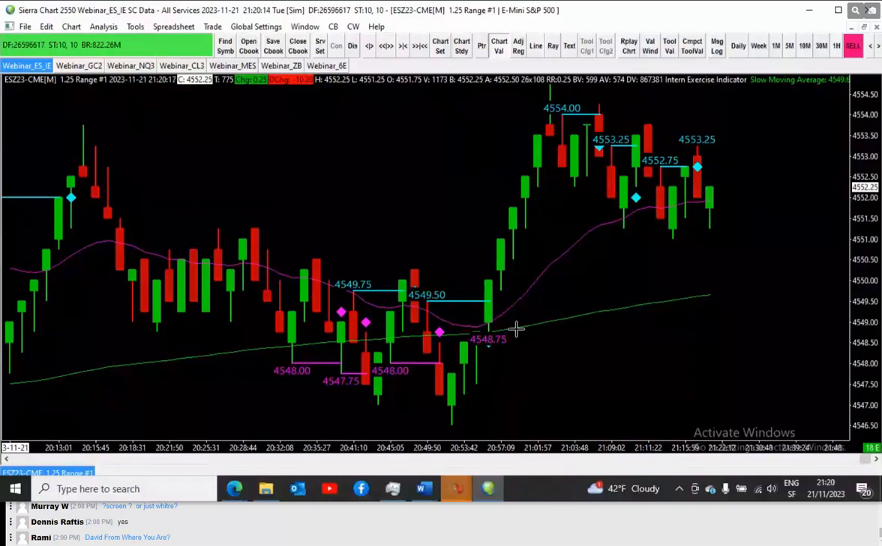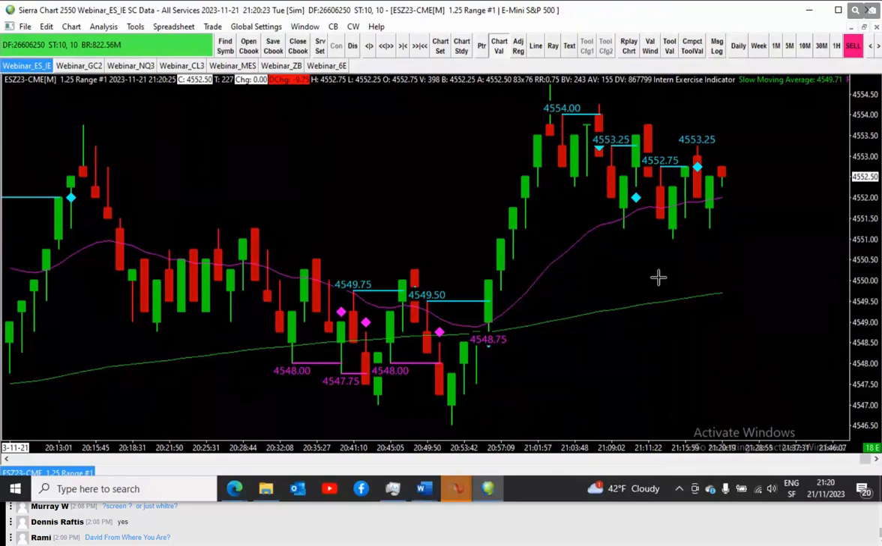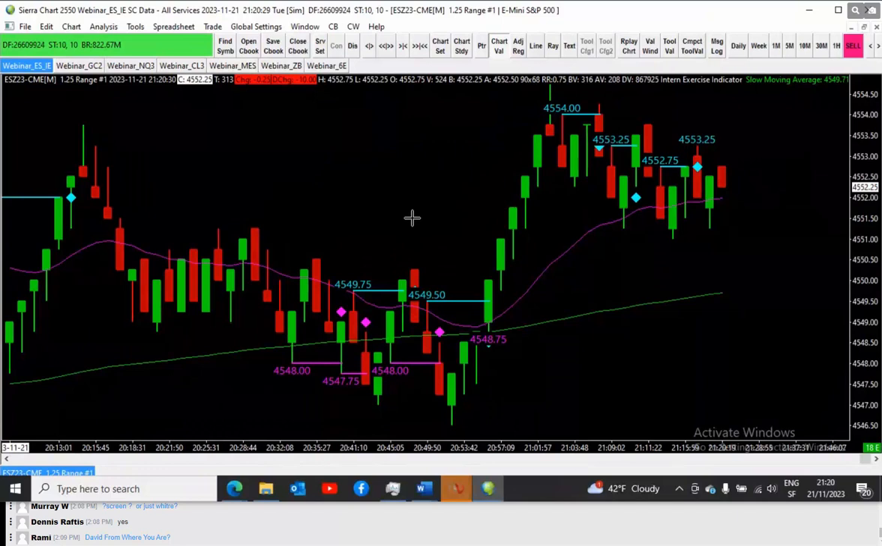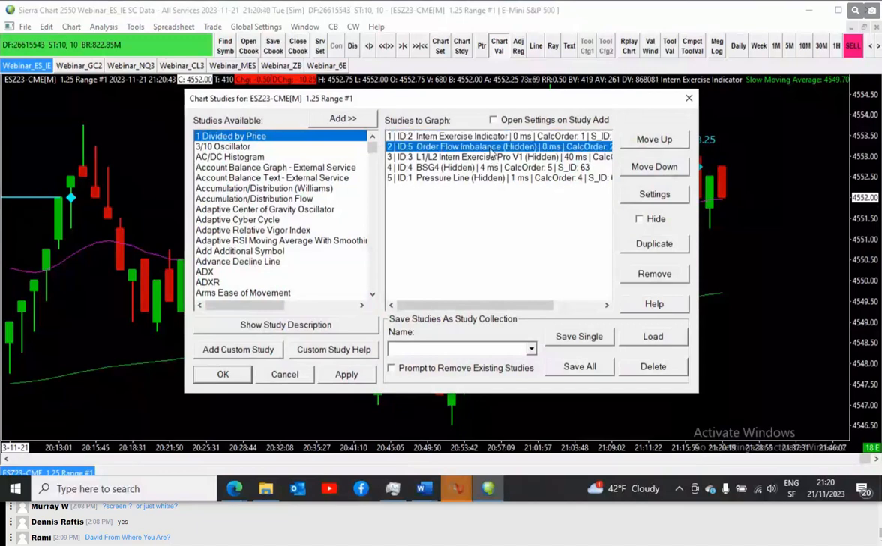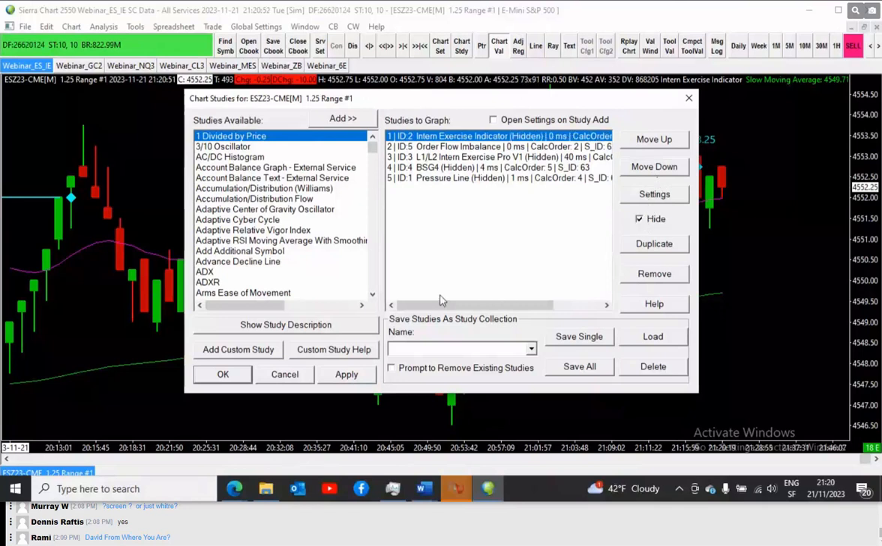Now the next stage of the interns exercise is really to build that understanding about not just relying on a moving average, which is obviously a lagging indicator, but looking at something a bit more immediate in terms of confirming the trend direction. So one of the other indicators I put together was a thing called order flow imbalance. I'll take the intern exercise off for a moment just so that the chart doesn't get too cluttered.